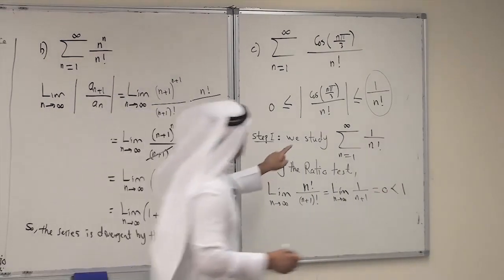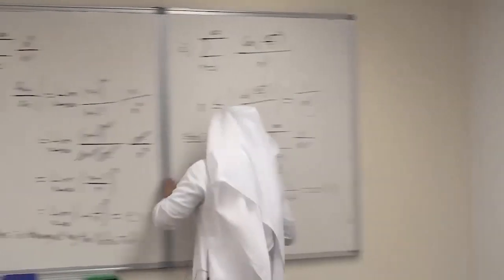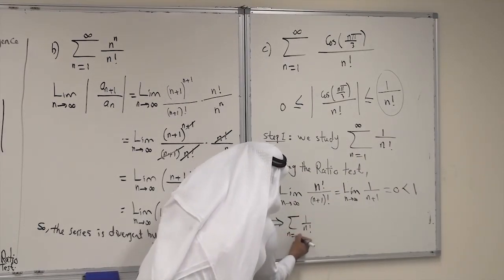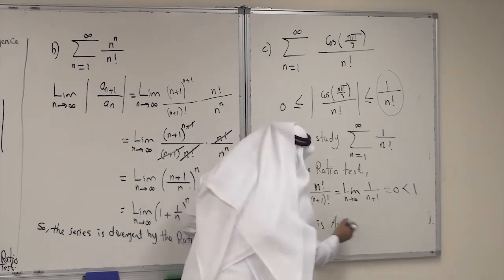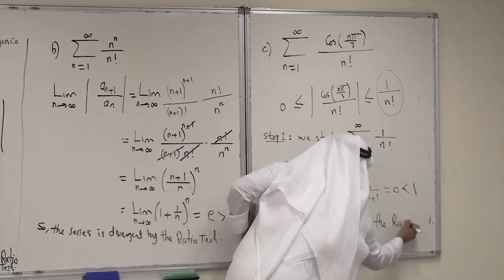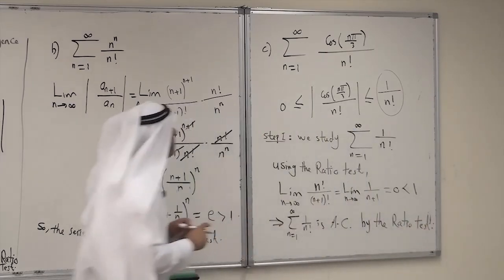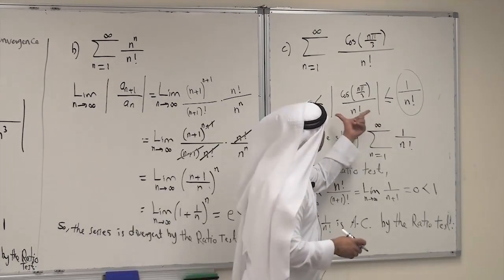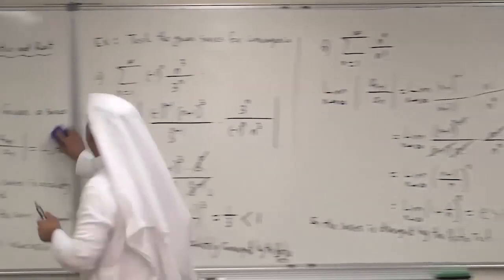The conclusion: this series is absolutely convergent. This implies the series 1 over n factorial, n equal to 1 up to infinity, is AC, for absolutely convergent, by the ratio test. Fine. If it is absolutely convergent by the ratio test, for sure it is convergent. If it is convergent, then by the comparison test, this one is convergent.